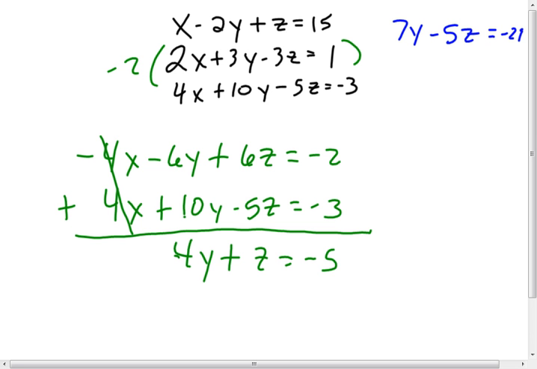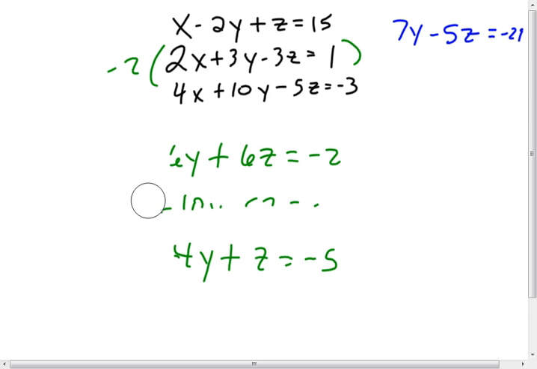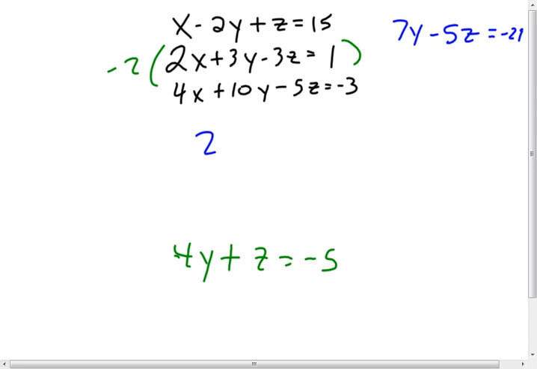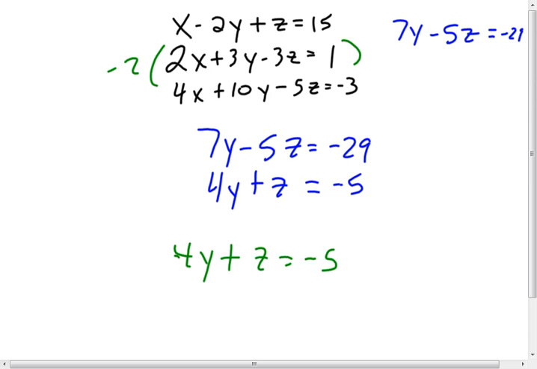Now we're going to take that equation and the equation that we worked on at the beginning when we put our first two equations together. It's written in blue at the top, 7y minus 5z. We're going to put these two together and eliminate either y or z. So 7y minus 5z is equal to -29, and 4y plus z is equal to -5.